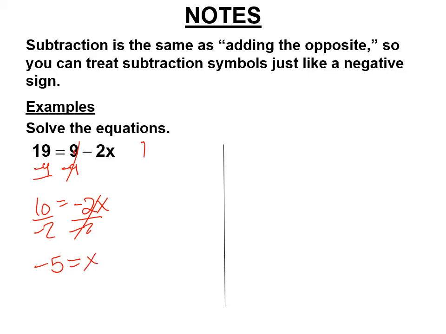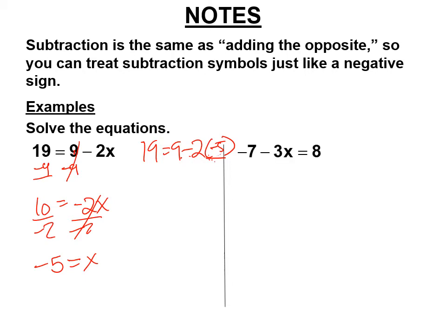No other, right? This is 19 equals 9 minus 2 times blank. The only number that goes in there that makes it true is negative 5, because 2 times negative 5 is negative 10. 9 minus negative 10 is 9 plus 10, 19. Only negative 5 can go in there.